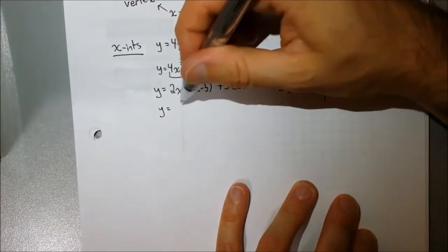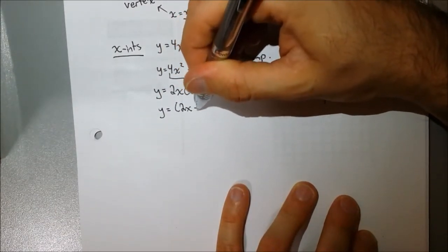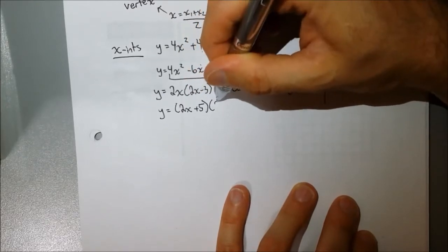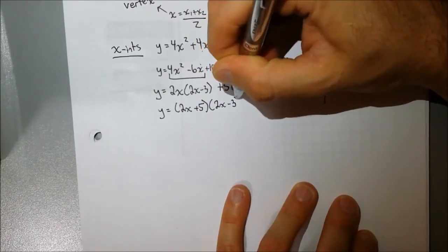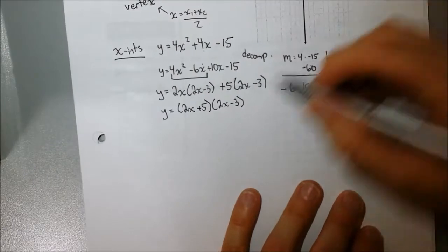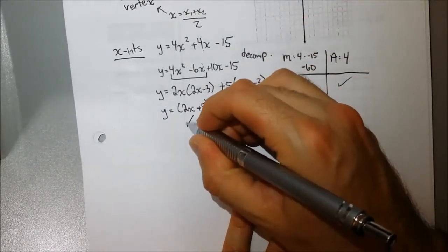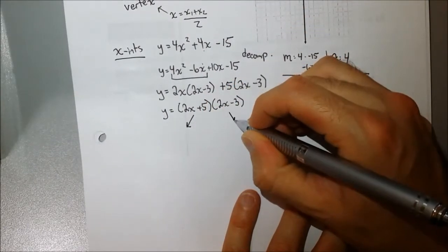Going to grab the two outside factors, 2x plus 5. Going to grab one of those brackets, 2x minus 3. We're done, it's factored. To get the x-intercepts, I'm just going to set each of these brackets equal to 0.